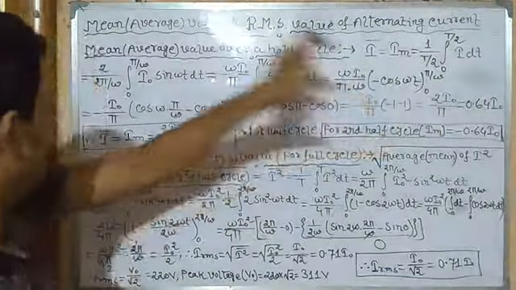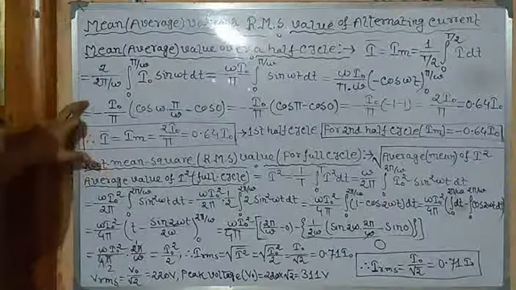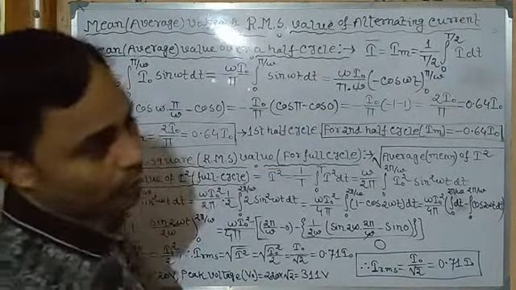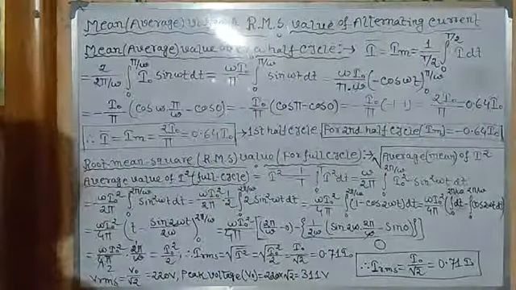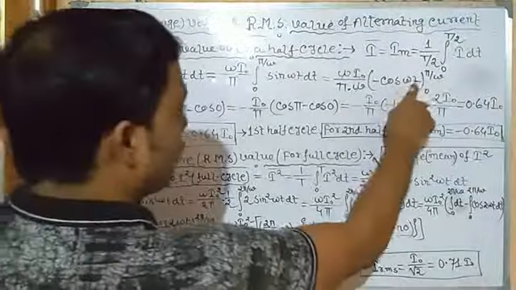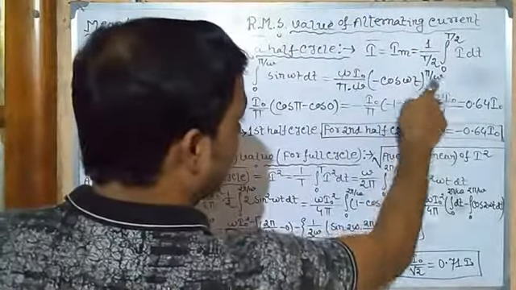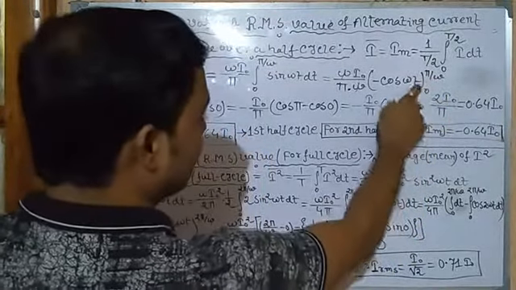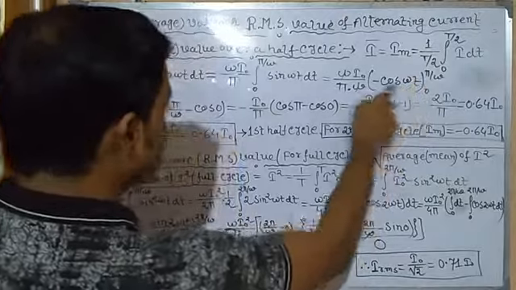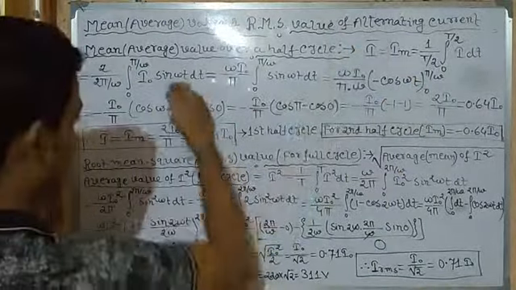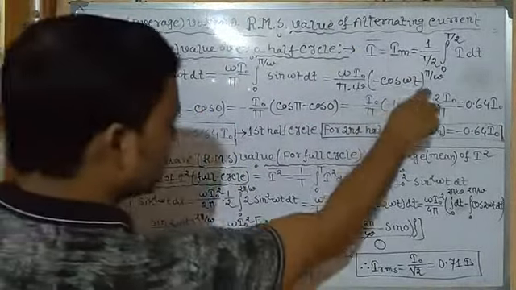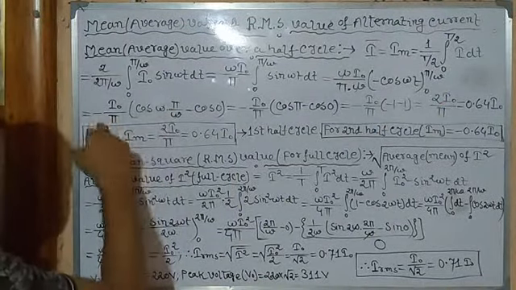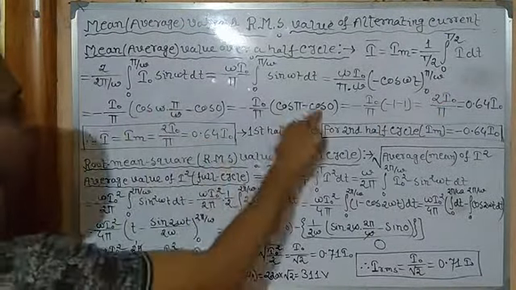This minus we will take outside. So omega cancels, leaving I0 by pi. Then upper limit minus lower limit, you know the rules of integration. Now here we have to put the value pi by omega in t, since t is the integrating variable. Clear? So cos omega times pi by omega minus cos 0, upper limit minus lower limit. Now omega cancels, so we have minus I0 by pi into cos pi minus cos 0.